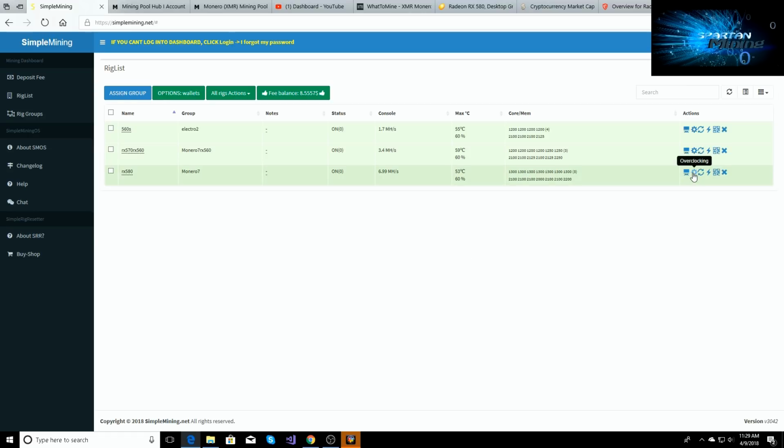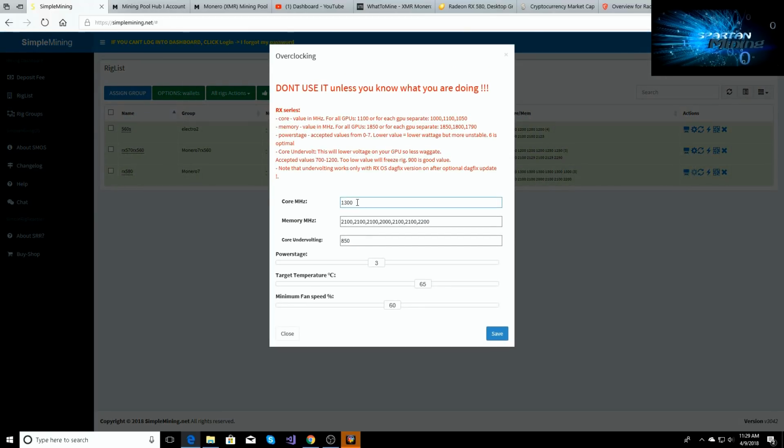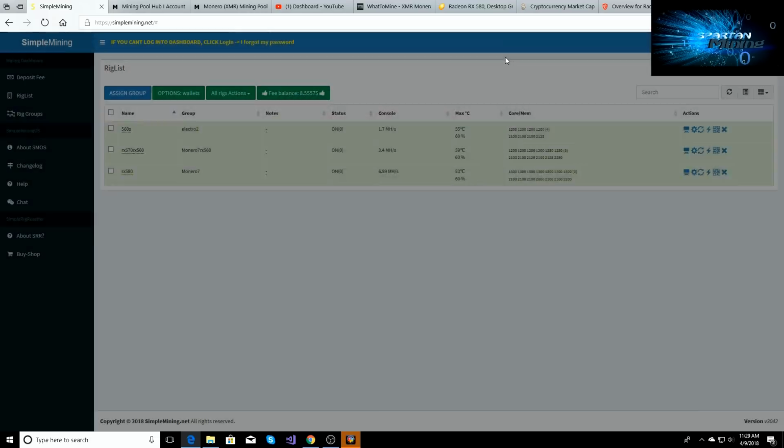Let me show you my settings. 1300 on the core. The stock core is 1388. You can actually bump it higher than that. But with 1300 on the core across these seven cards, it's got my total wattage from the wall at 950. And then I just got memory set to 2100, then 2000 on one of them, 2100, and then 2200 on the Micron card. And then I got an 850 undervolt.